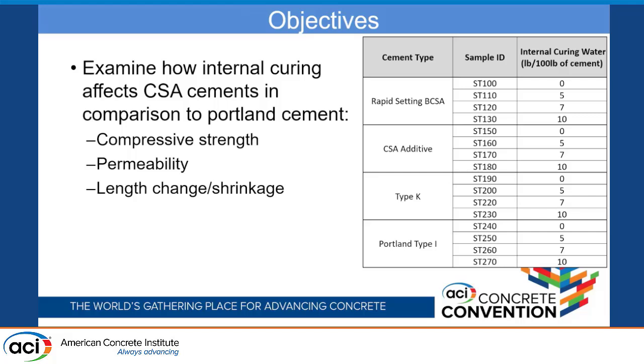So the objectives of this preliminary study that we did was to look at the impact of internal curing on CSA cement concretes in comparison to a similar Portland cement concrete relative to compressive strength, permeability, length change, or shrinkage, depending on how we look at it. And so we looked at a rapid setting BCSA cement. We looked at a rapid setting CSA cement additive, so added to traditional Portland cement, a type K shrinkage compensating cement, and then a regular Portland cement.